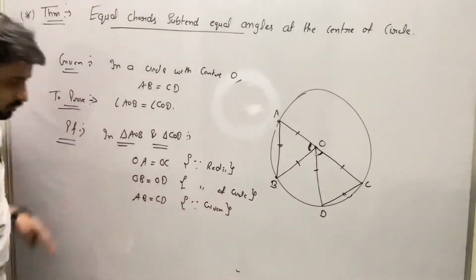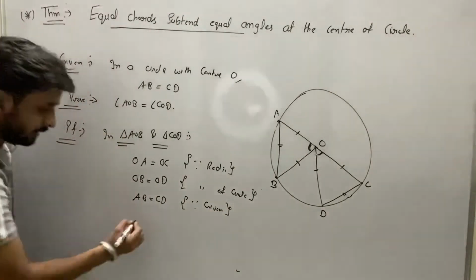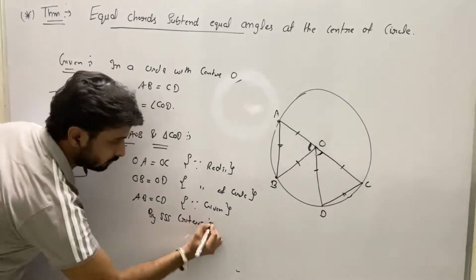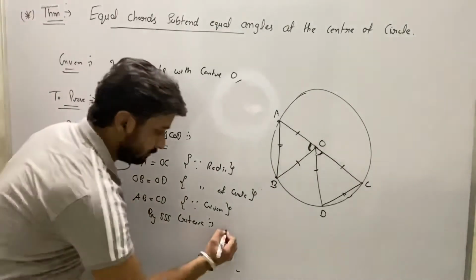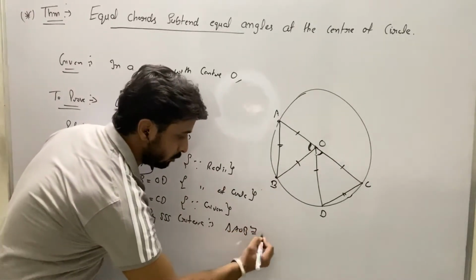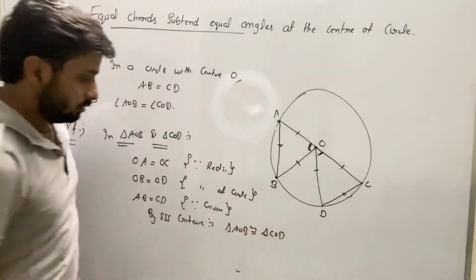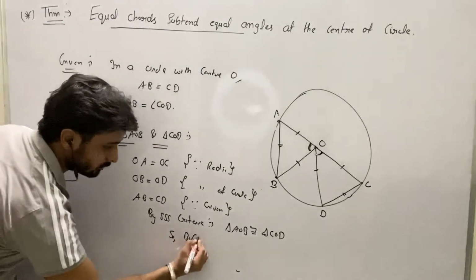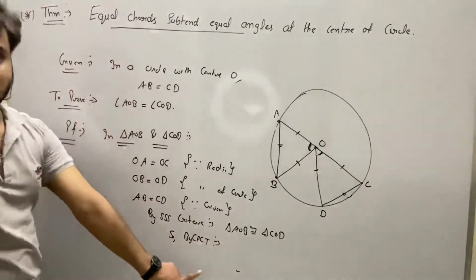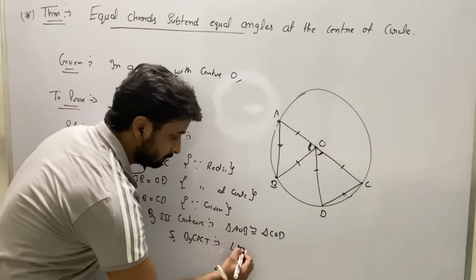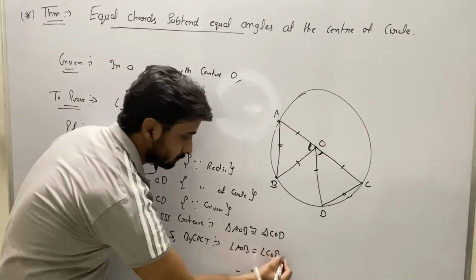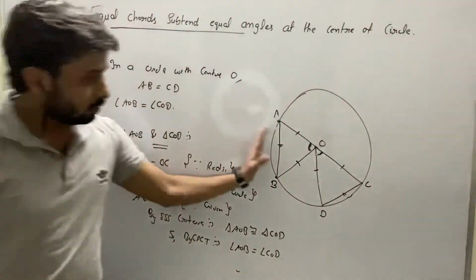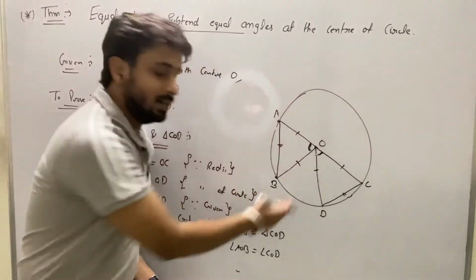Now you can see three pairs of sides are equal. So by the SSS criteria, triangle AOB will be congruent to triangle COD. Now these triangles are congruent, so by CPCT, corresponding parts of congruent triangles, angle AOB will be equal to angle COD. Proved. This is what we wanted to prove. So equal chords subtend equal angles at the center of the circle.